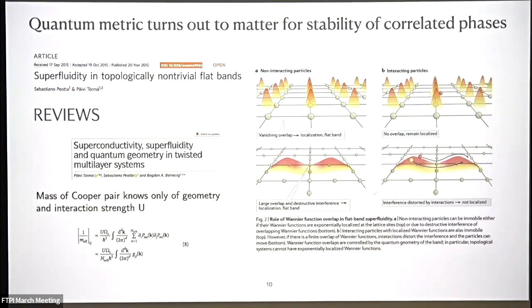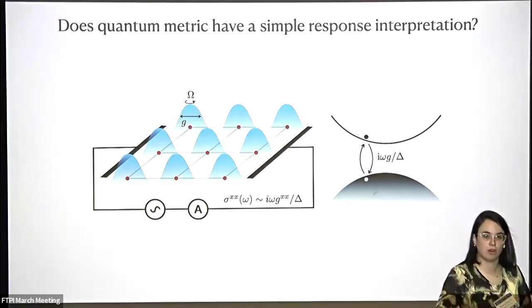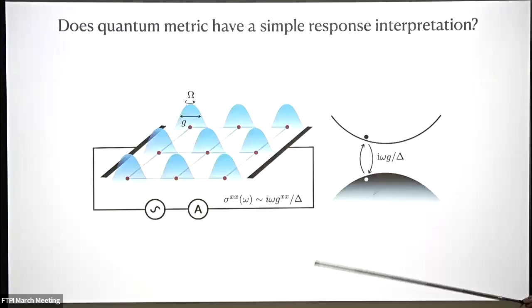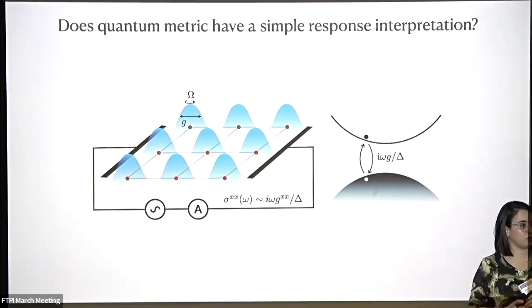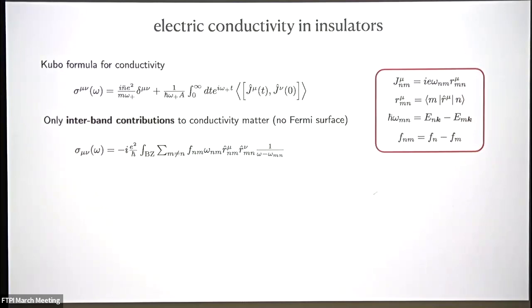So what I want to talk about is, do we have a kind of intuitive way of thinking about the quantum metric? I will tell you basically two limits: one where we're talking about non-dissipative response, so in insulators, low frequency response, where there are no resonant transitions whatsoever, and also talk about dissipative response. So let me start with the Kubo formula. This is just the Kubo formula for conductivity. Everything will be included there.